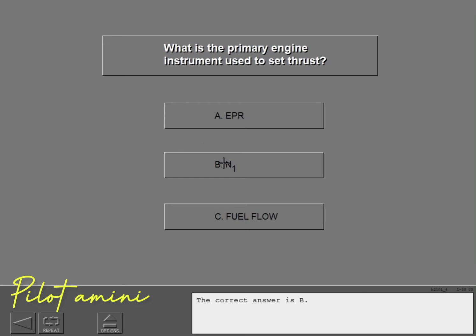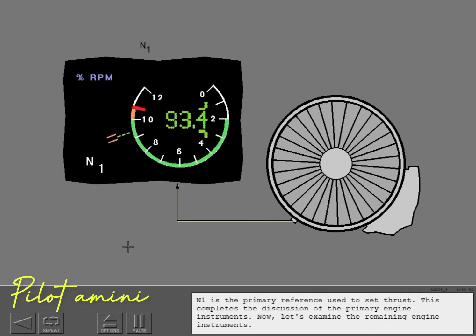The correct answer is B. N1 is the primary reference used to set thrust. This completes the discussion of the primary engine instruments. Now let's examine the remaining engine instruments.